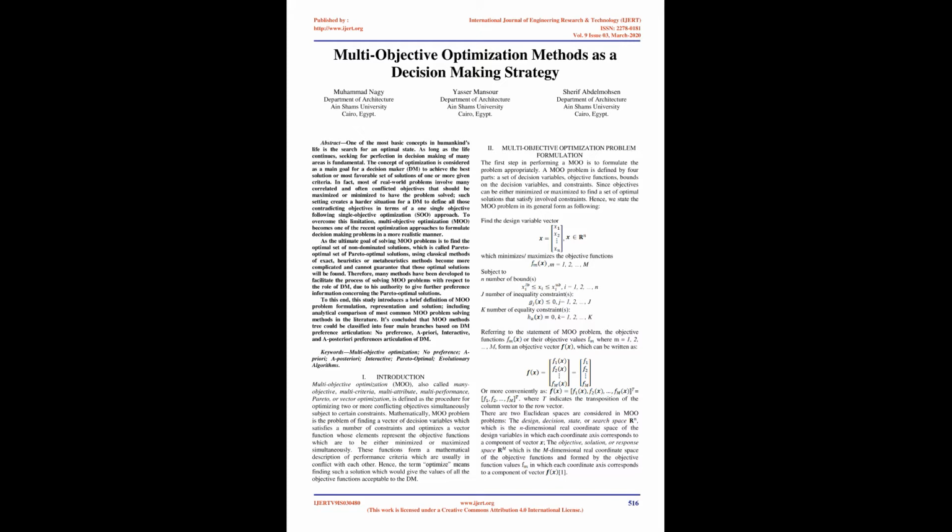and constraints. Since objectives can be either minimized or maximized to find a set of optimal solutions that satisfy the involved constraints, we state the MO problem in its general form as follows. Referring to the statement of the MO problem, the objective functions or their objective values, where m equals 1, 2, ..., M, form an objective vector, which can be written in a more convenient form, where T indicates the transposition of the column vector to the row vector.